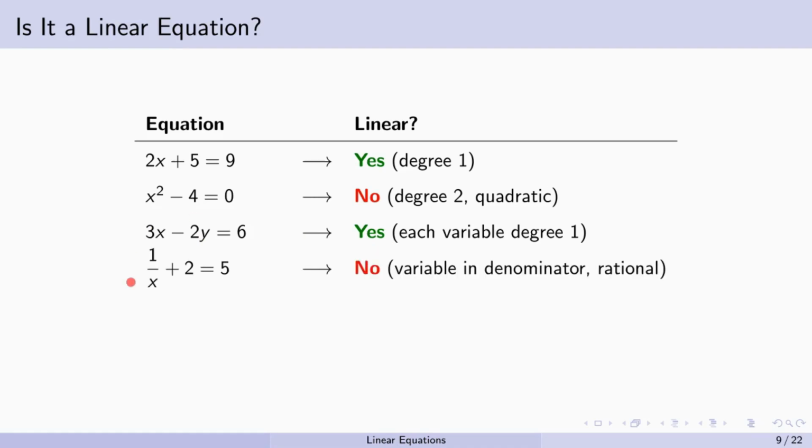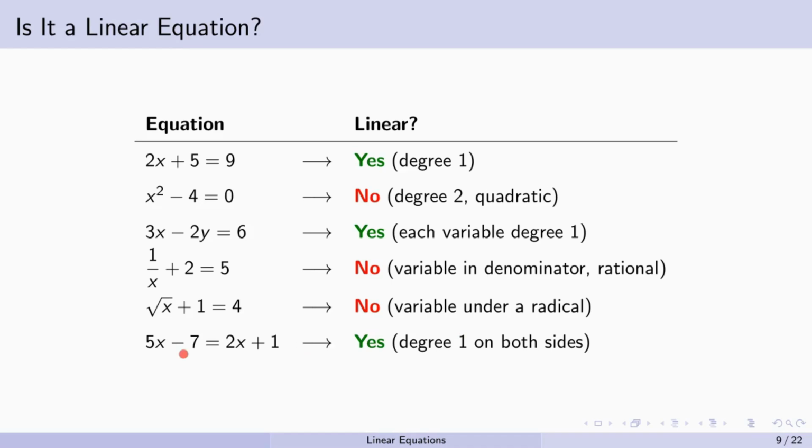Next, 1 over x plus 2 is equal to 5. It is not a linear equation. 1 over x has a variable in the denominator. Therefore, it is considered a rational equation. Square root of x plus 1 is equal to 4. It is generally not a linear equation because we have a square root of x here, which represents a radical expression. And when we make it an equation, it is called a radical equation.